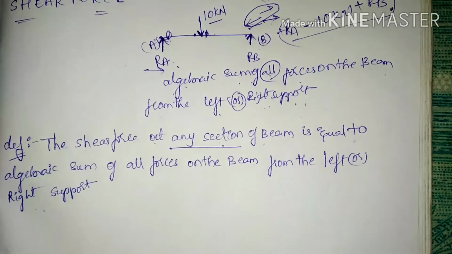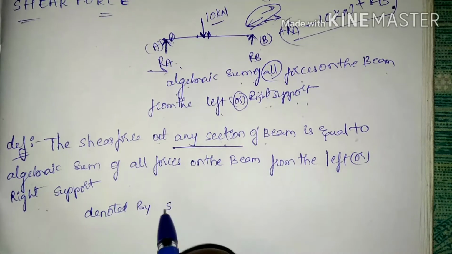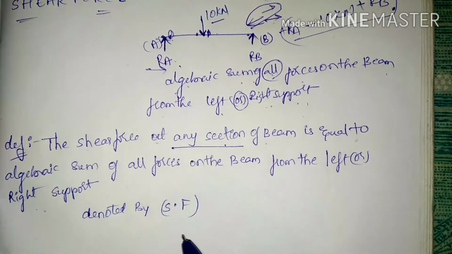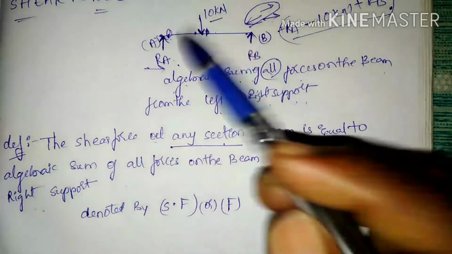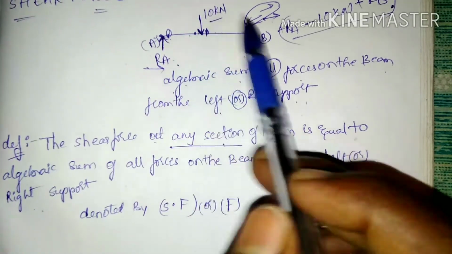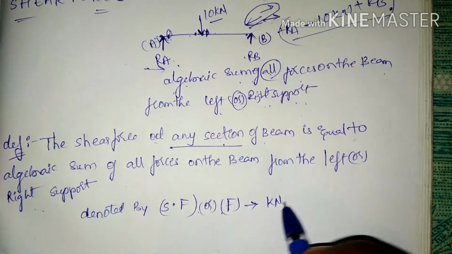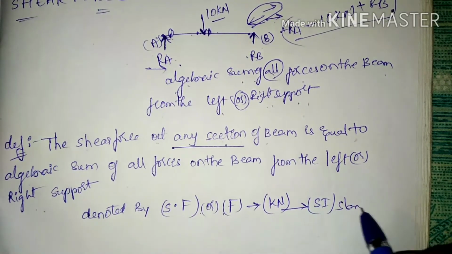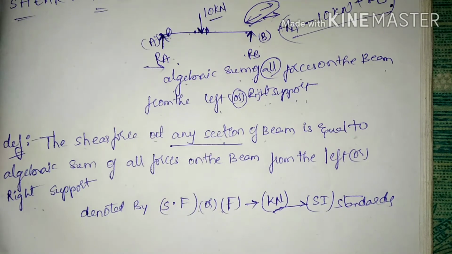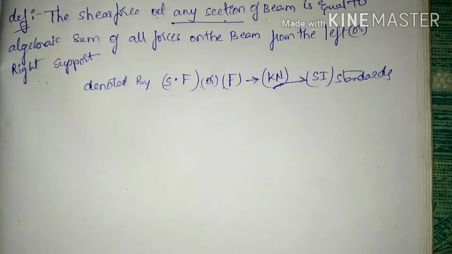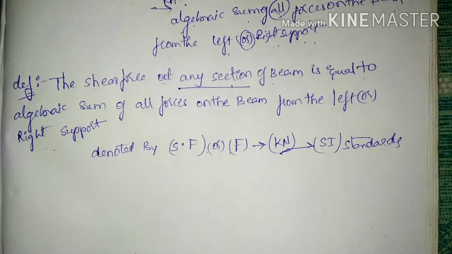This is the definition for the shear force, and the shear force is denoted by SF, S.F., or simply F. In problems we are going to find the shear force at RA and RB, at the load, and just left and just right of it, denoted by SF or F. The units are kilonewtons for SI standards. If we take another standard, it will be another unit, such as kgs. And one more thing, here we have a sign convention, which we already discussed in the reactions.